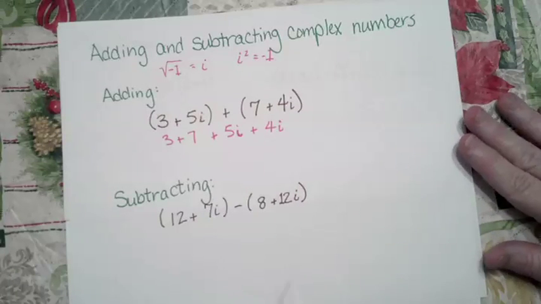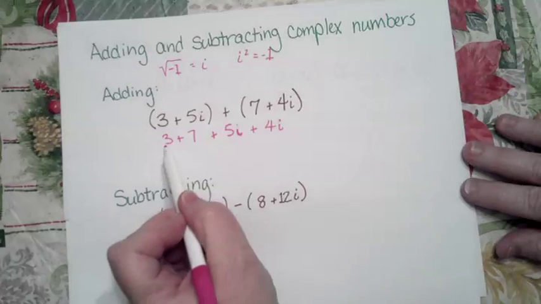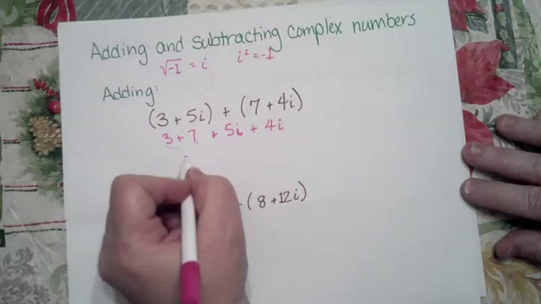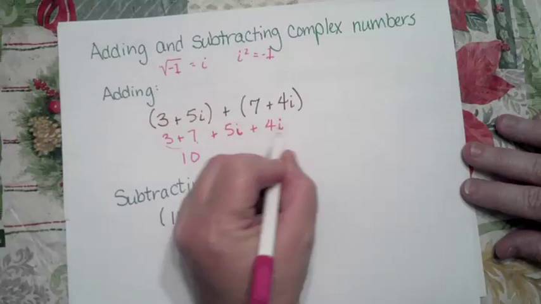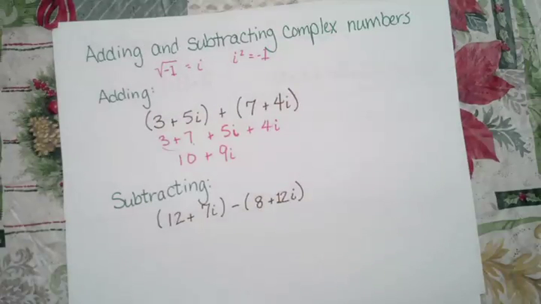Okay, anyway, here we are. Now that I've regrouped it, I can add what I can add. So I can add these two together. 3 plus 7 becomes 10, and 5i plus 4i is 9i. And that's all done. That's all I have to do.